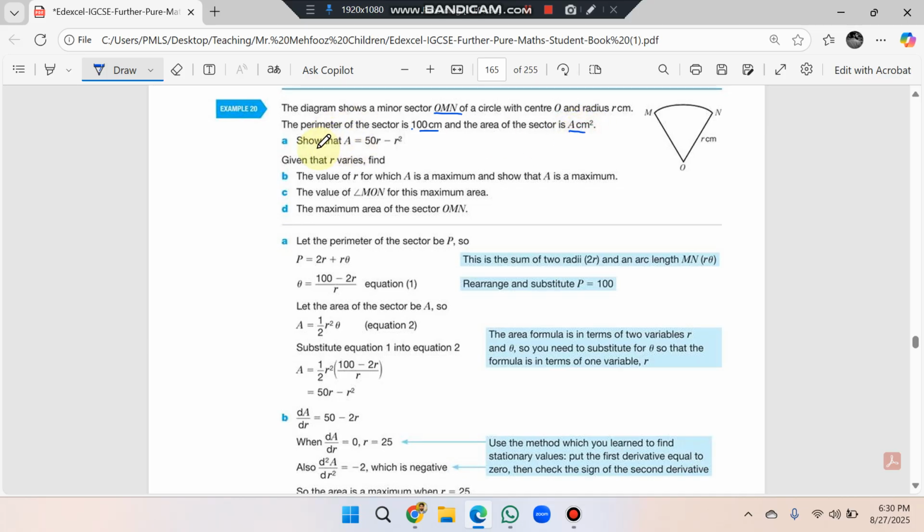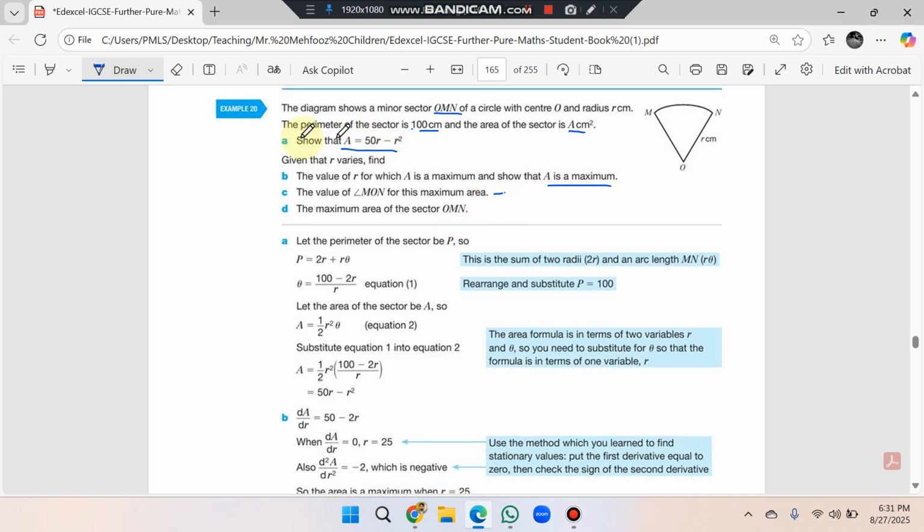(a) Show that the area of the sector is A = 50r minus r square, given that r varies. (b) Find the value of r for which A is a maximum, and show that A is maximum also. (c) Find the value of angle MON for this maximum area. (d) Find the maximum area of the sector OMN.